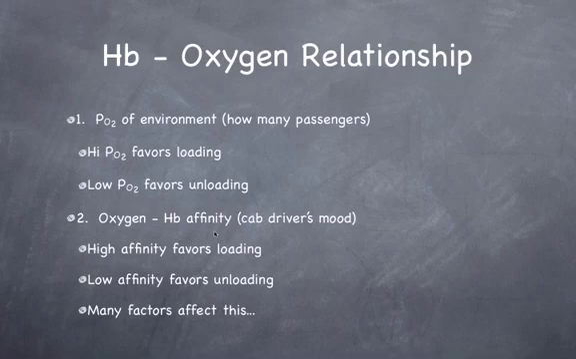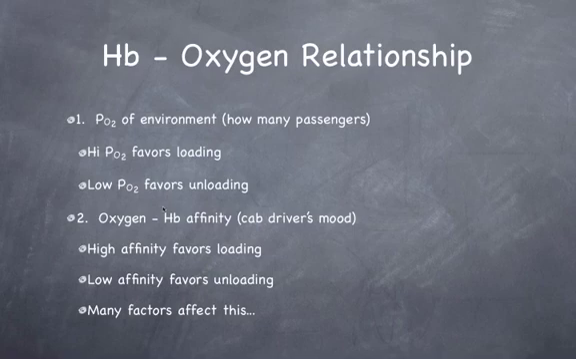Anyway, how this relates to hemoglobin and oxygen is the following. The most important factor that determines whether hemoglobin is going to load or unload oxygen is how much oxygen there is. And we symbolize this with the partial pressure of oxygen. That's a big P with a subscript O2. The partial pressure of the environment, that's in millimeters of mercury. That analogy is how many passengers there are. In other words, hemoglobin can pick up no oxygen if there is no oxygen around. So a high PO2 favors loading, and a low PO2 favors unloading.